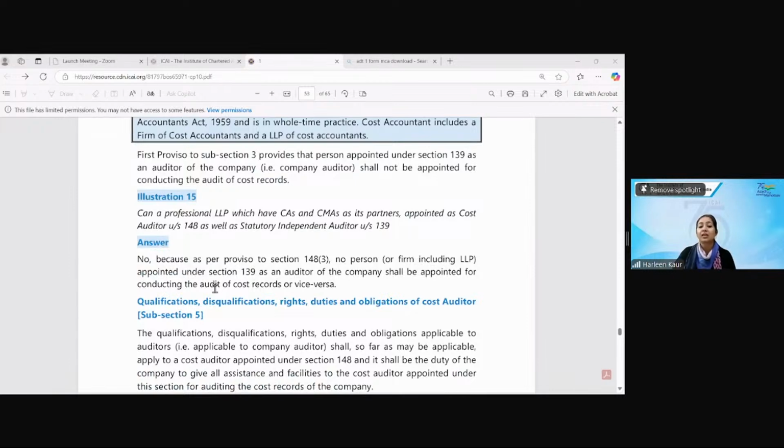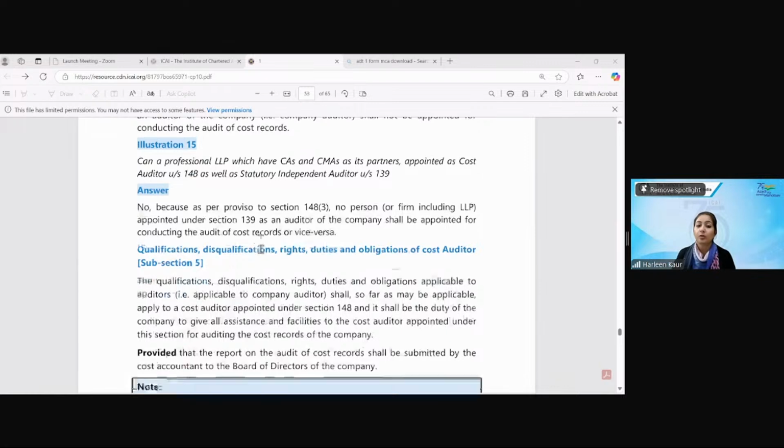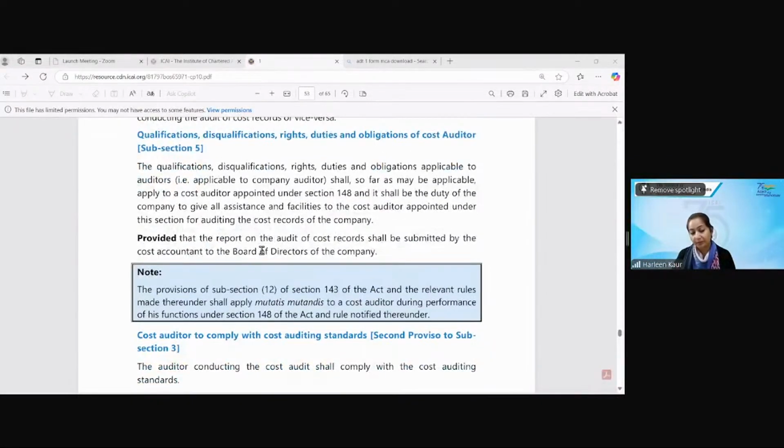Cost auditor has to see that all the material and labor has been correctly brought in by the company, all the cost-related items under section 148. Remember, when we were doing the definitions, we read about items given under section 148. So here, a particular cost auditor is required to be appointed who will be checking all these kinds of things.